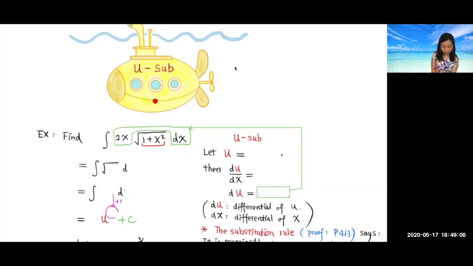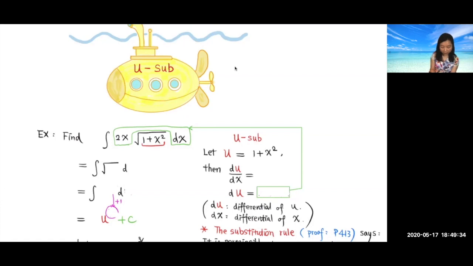Take a look at the function that we integrate. This expression under the square root is kind of complicated. If that could be a single variable, then this integral will be simpler, right? So how about we let u be this 1 plus x squared? We're going to let u equal 1 plus x squared.